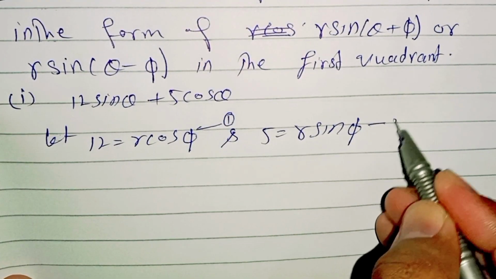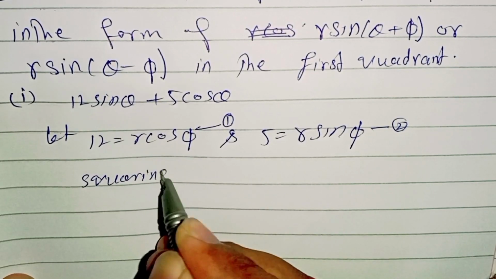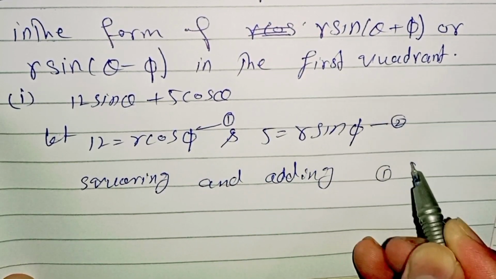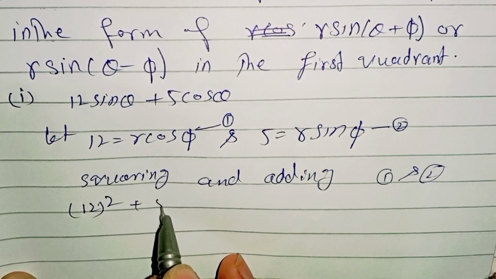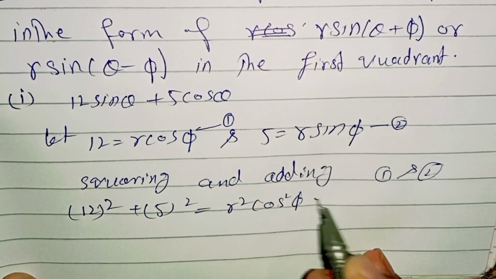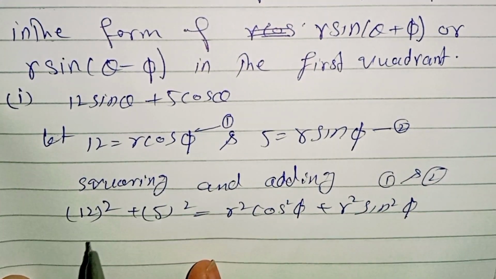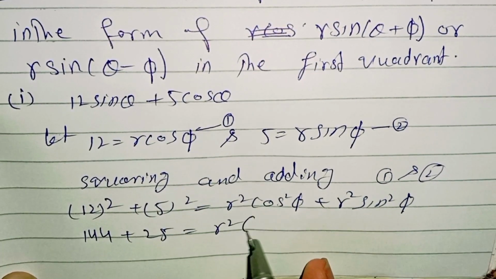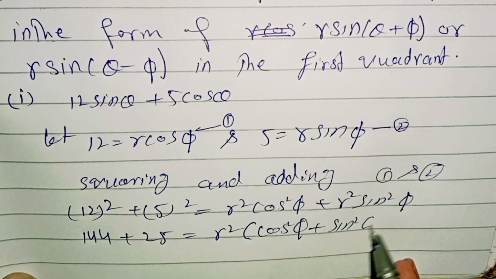Consider it as equation 1 and it as equation 2, scaling and adding 1 and 2. 12 square plus 5 square is equal to r square cos square phi plus r square sin square phi. 144 plus 25 is equal to r square into cos square phi plus sin square phi.